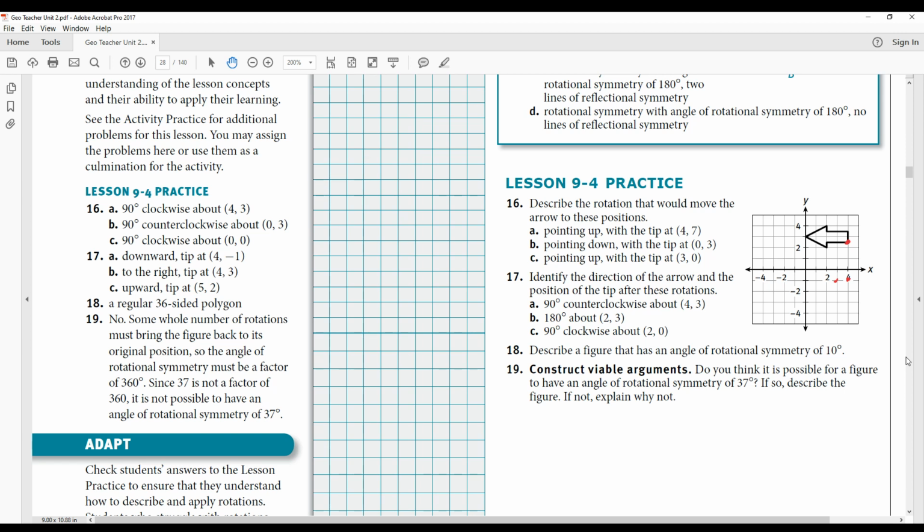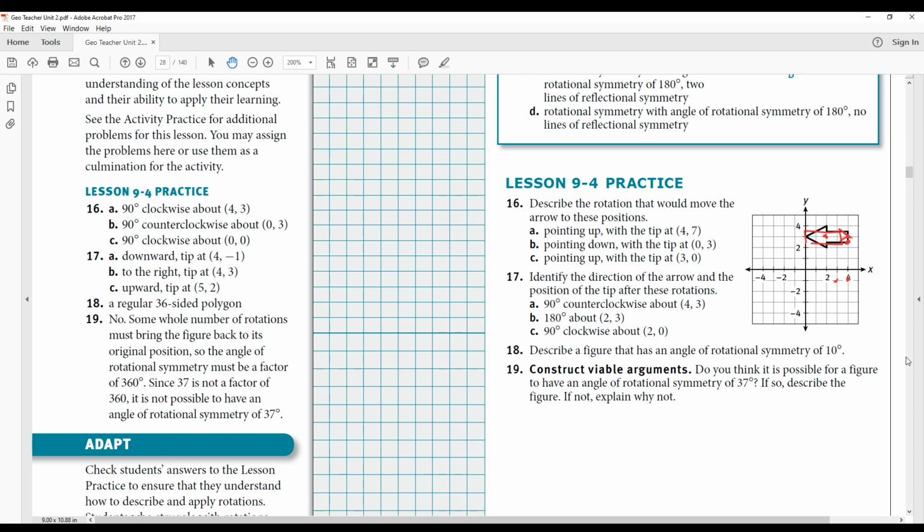(4, -1). 180 degrees, about (2, 3). Where's the point (2, 3)? 180 degrees, we're just going to spin it around. So it's going to be pointing that direction. So the tip's going to be right here and the base is going to be over here.